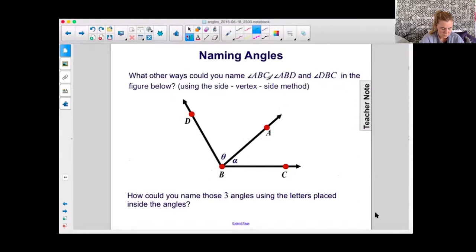All right, so angle ABC is this angle here, so we could also name it CBA because the direction does not matter, so it's ABC or CBA.